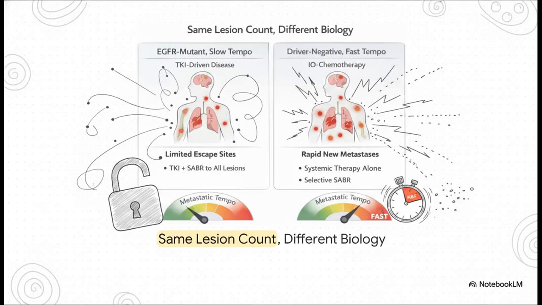Think about it. A patient with slow-tempo, EGFR-mutated disease is biologically totally distinct from a fast-tempo, driver-negative patient, even if both of them present to your clinic with the exact same number of metastases. For the patient with that slower tempo, limited escape sites on targeted therapy offer this amazing window for comprehensive SABR to all lesions. But for the patient experiencing rapid new metastases, systemic therapy alone has to be the priority, with SABR reserved only for highly selective scenarios. It's all about matching your local therapy intent to the patient's systemic biology.